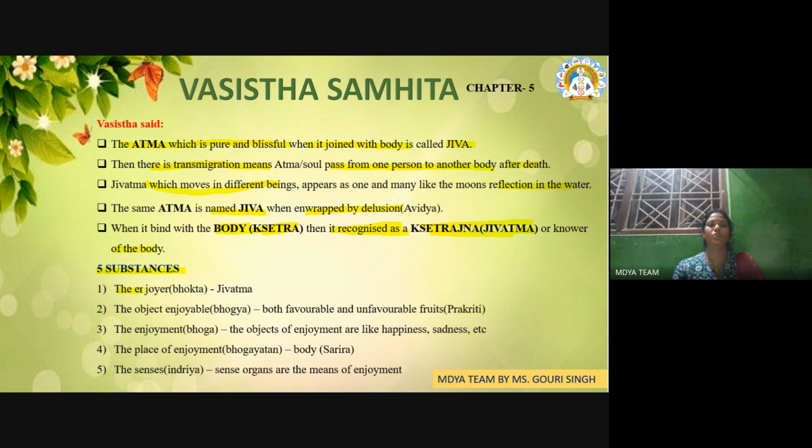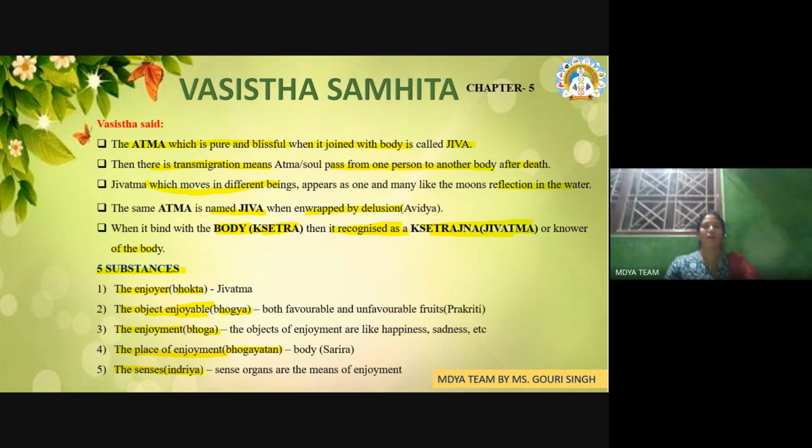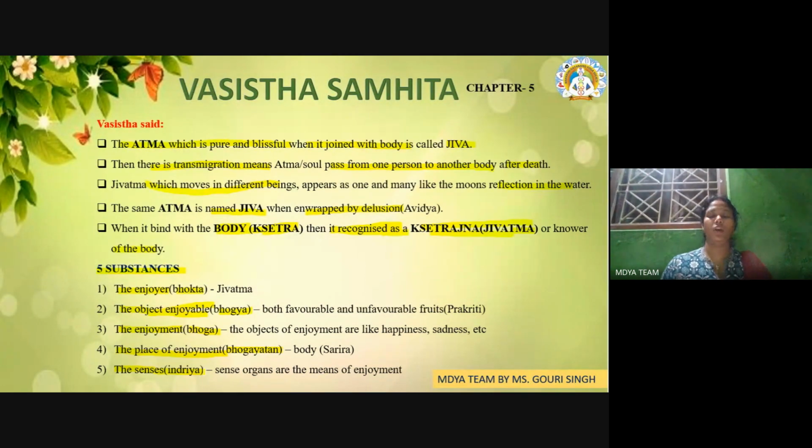First is the enjoyer, the bhokta. Second is the object enjoyable by the body, called the bhogya. Then the enjoyment, the particular object's enjoyment, is the bhoga. Then the place of enjoyment, where it is enjoyed, is called the bhogayatana. And the means through which you enjoy, the senses, the indriyas. This is the sequence of the five substances, and you have to remember it: bhokta, bhogya, bhoga, bhogayatana and indriya.